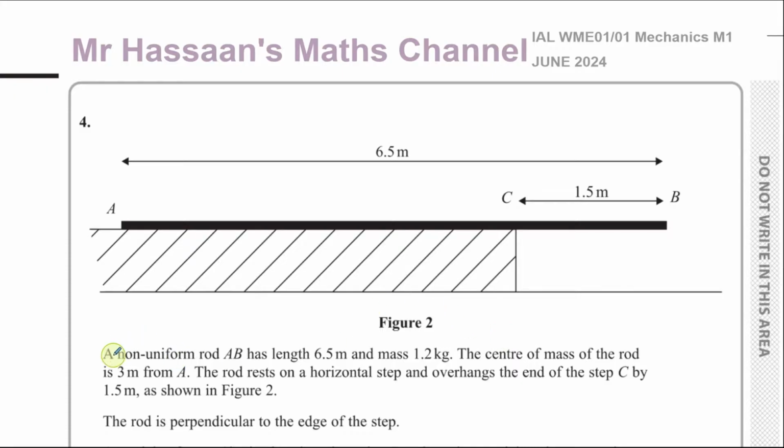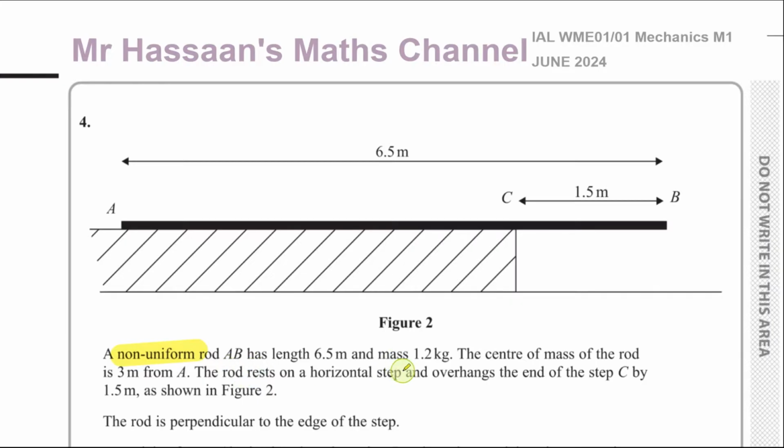It says a non-uniform rod AB has a length of 6.5 meters. Now, the word non-uniform means that the center of mass acts in a position which is not in the geometric center. If it was a uniform rod, then the center of mass would be taken to act exactly halfway along its length. It has a mass of 1.2 kilograms. The center of mass of the rod is 3 meters from A.